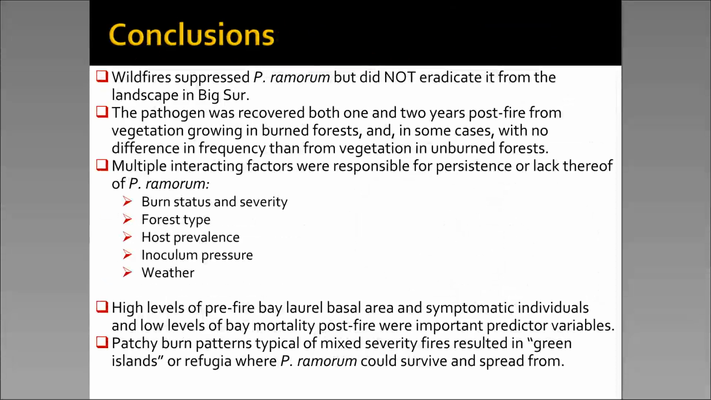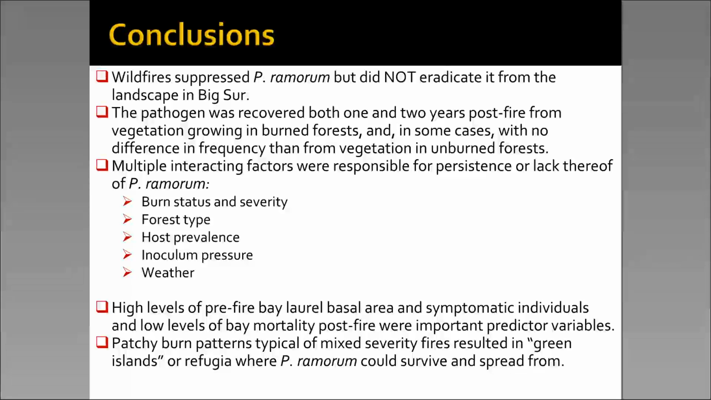So in conclusion, we can say that the wildfires suppressed Phytophthora ramorum, but they did not eradicate it from the landscape in Big Sur, unfortunately. A lot of people had hopes that maybe wildfire was the panacea for this invasive forest disease, and that if we allowed wildfire to burn freely in these forests, that might help to take care of the problem, and that doesn't seem to be the case. The pathogen was recovered both 1 and 2 years post-fire from vegetation growing in burned forests, and in some cases with no difference in frequency than from vegetation in unburned forests.